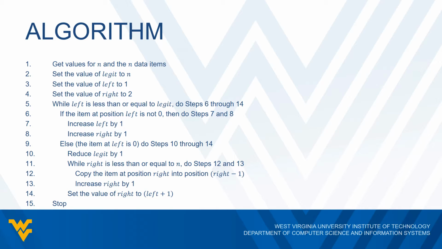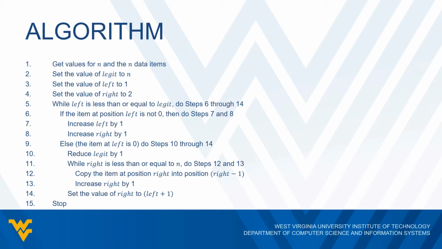Here's the formal pseudocode for our left shuffle algorithm. So we first need to get the value of n and the data items themselves. We need to set the value of legit, and we're going to initialize it to the number of items in the list. And then we're going to have two other values, which we call left and right. Left is going to correspond to where our arrow was in our example. So we're going to initialize that to 1. We're going to have a second value called right, and we're going to initialize it to 2.